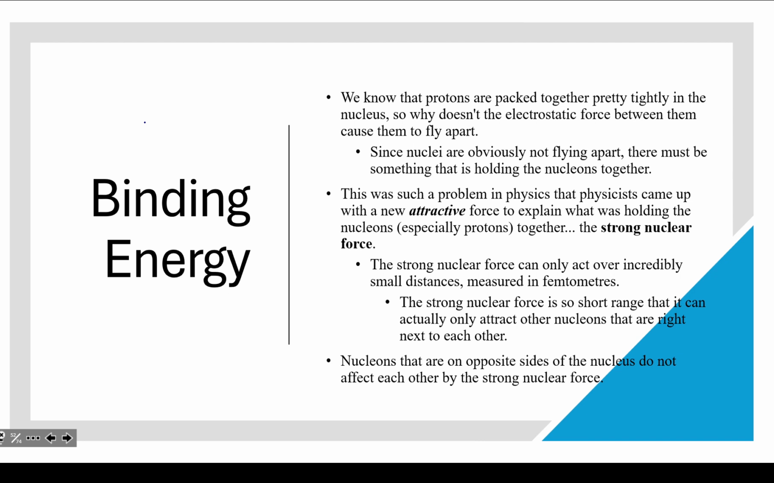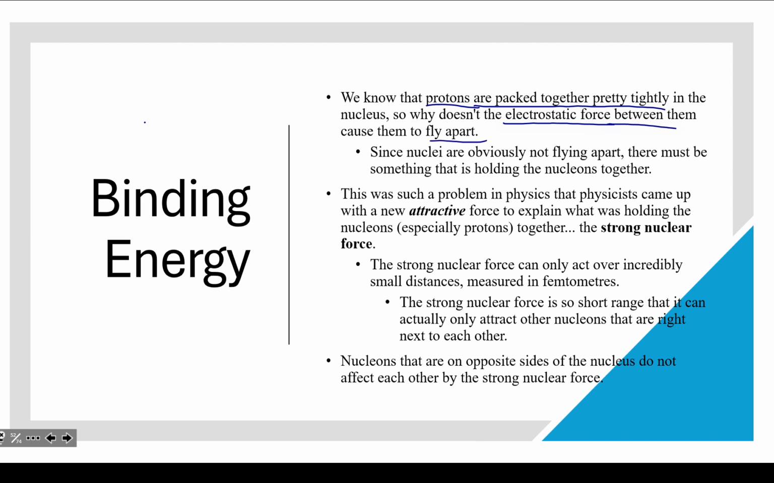Now, what is binding energy? Well, let's imagine a nucleus made of protons and neutrons. Neutrons have no charge, they're neutral, but protons are all positive, and they're packed close together, really fairly tightly. So because they're all the same charge, there's an electrostatic force between them trying to push them apart.